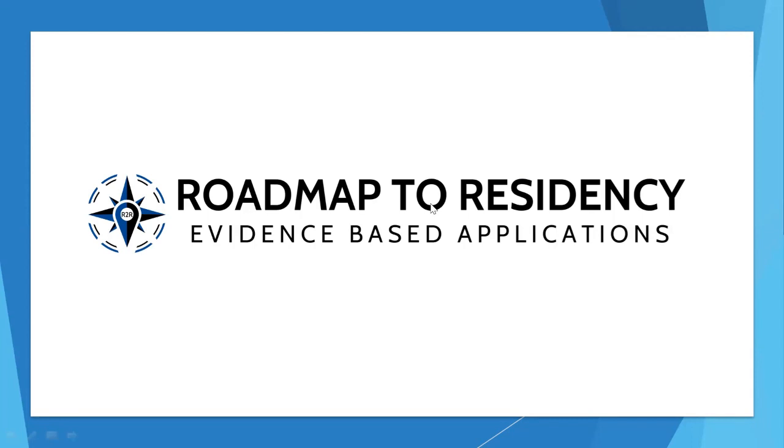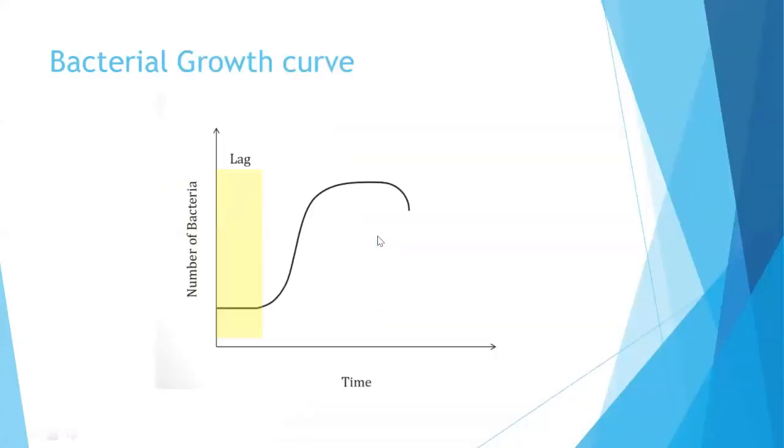In this video, we will be talking about bacterial growth and replication. So when you see the bacterial growth curve, there are different phases. Generally, three important phases. First one is the lag phase. Then there comes the log phase. Then there comes the stationary phase, and then there comes the declining phase.